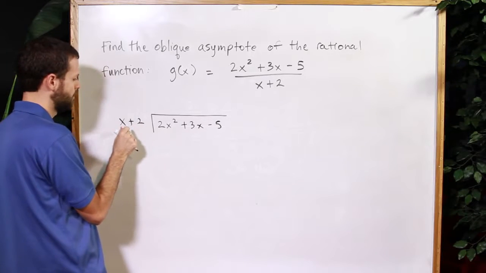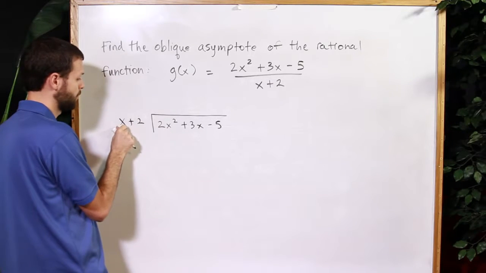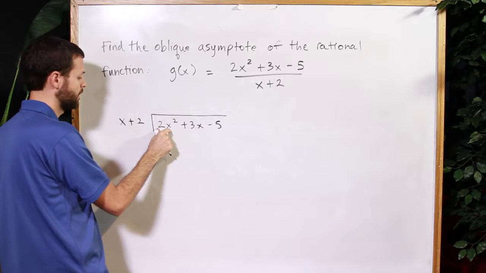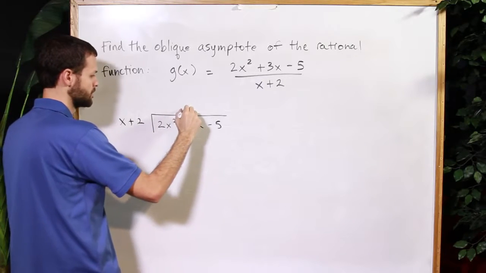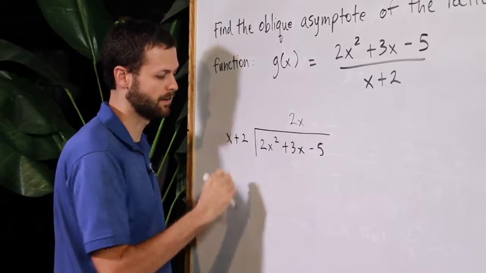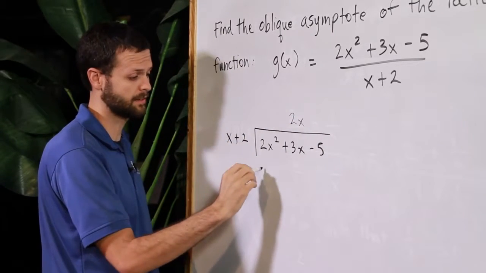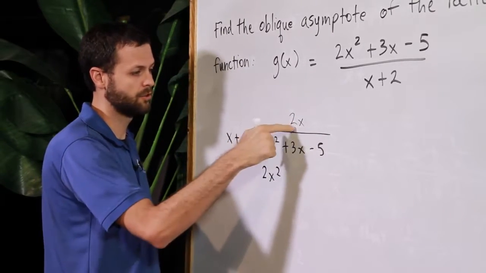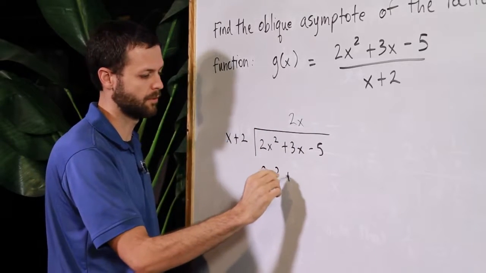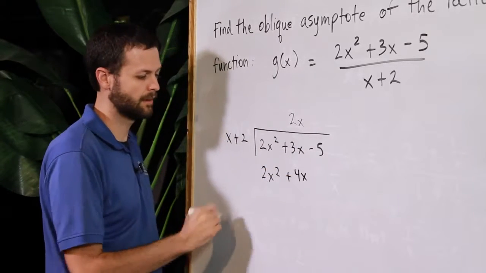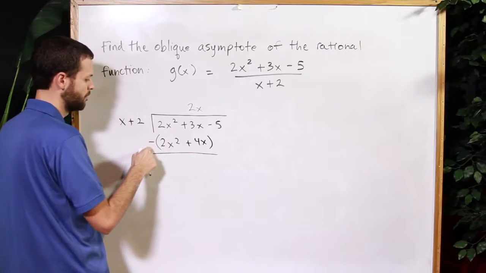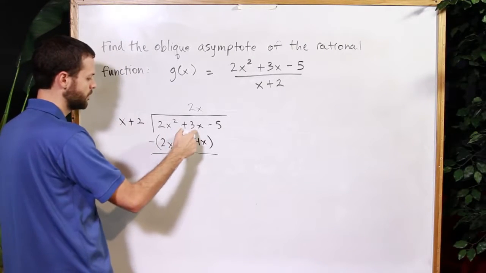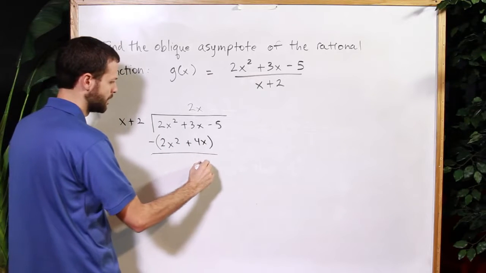We want to find an expression when multiplied by x that gives us 2x squared. Well, one expression that will do that will be just 2x. So I'm going to put a 2x right here. 2x times x is 2x squared. 2x times 2 is positive 4x. And then, of course, I can subtract this row. 2x squared minus 2x squared is 0. 3x minus 4x gives me a minus x.